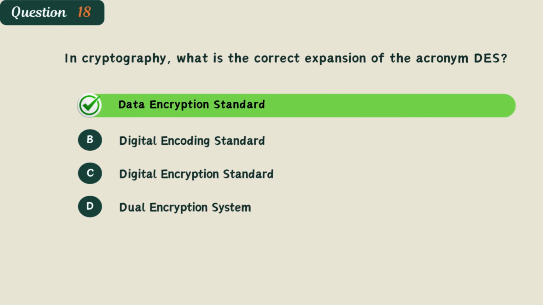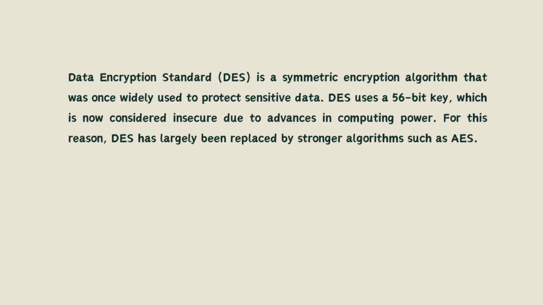Correct answer: A. Data Encryption Standard. Data Encryption Standard, DES, is a symmetric encryption algorithm that was once widely used to protect sensitive data. DES uses a 56-bit key, which is now considered insecure due to advances in computing power. For this reason, DES has largely been replaced by stronger algorithms such as AES.